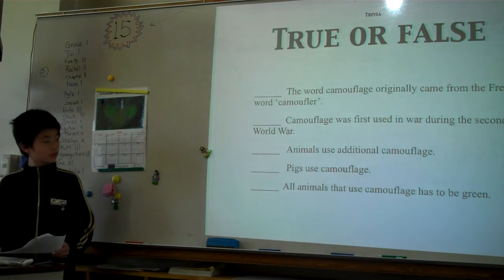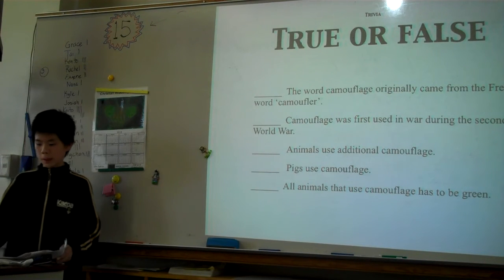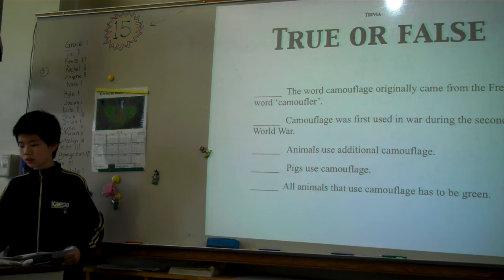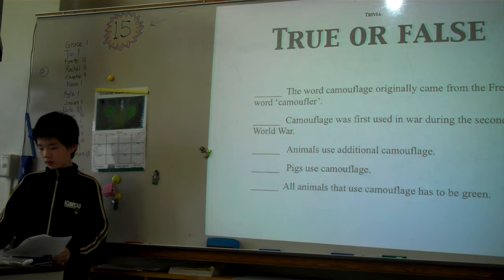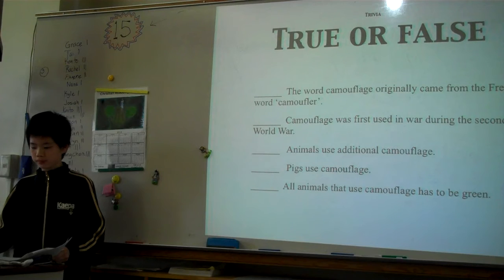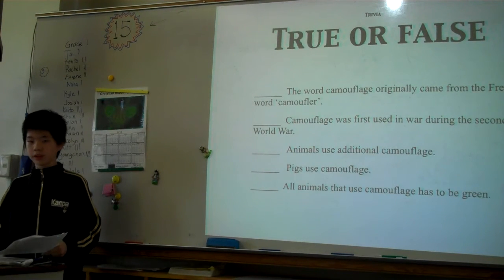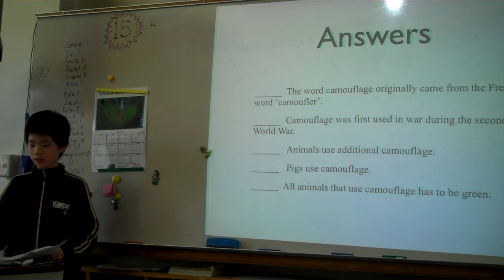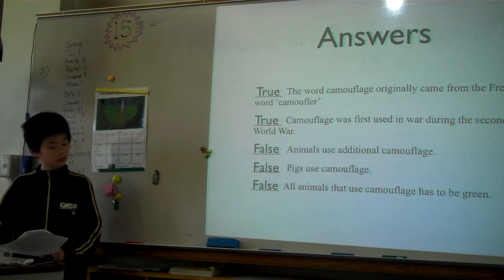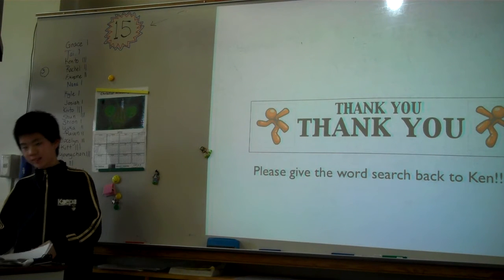True or false? The word camouflage originally comes from the French word camoufleur. Camouflage was first used in war during the Second World War. Animals use additional camouflage. Pigs use camouflage. All animals that use camouflage have to be green. Answers: true, true, false, false, and false. Thank you. Please give the word search back.